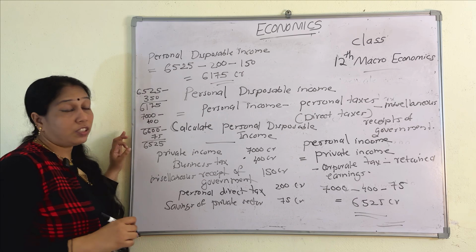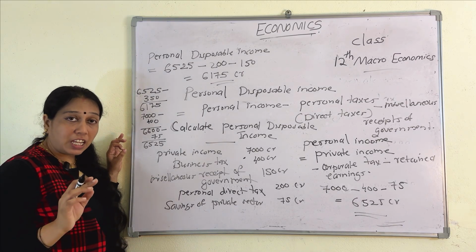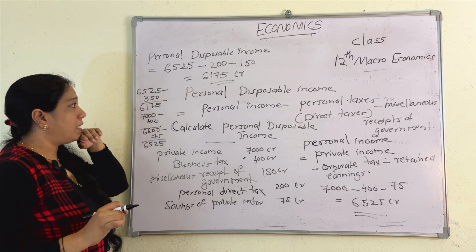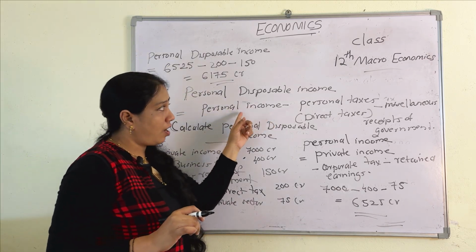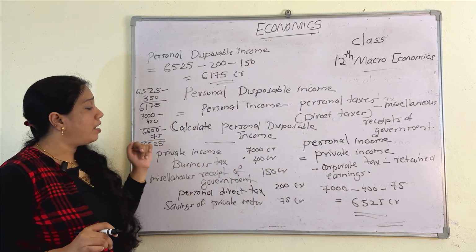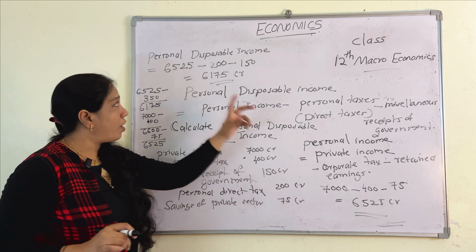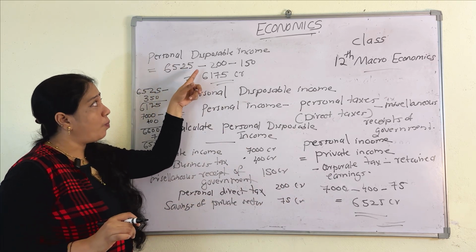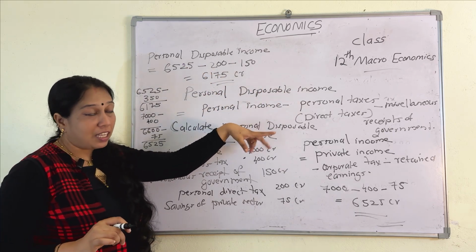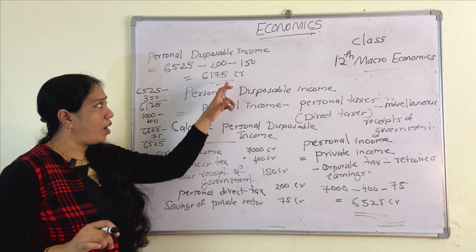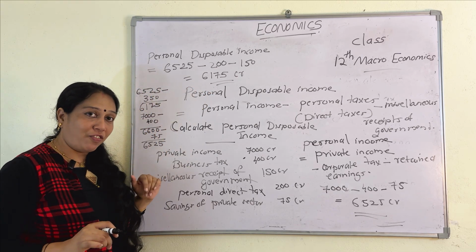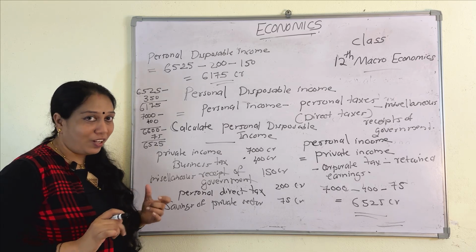The answer is this: 6,175 crore. So personal disposable income, how to find out? It means personal income minus personal taxes minus miscellaneous receipts of the government. Here personal income we got 6,525 minus personal taxes 200 minus miscellaneous receipts of the government 150. By applying this, we got the answer 6,175 crore. I think all of you understood.